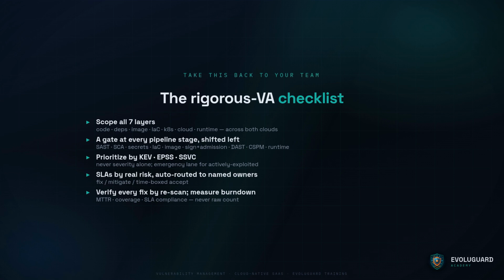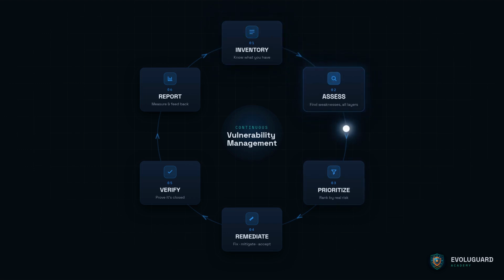Let's bring it home. Vulnerability management is a continuous loop. Inventory what you have, assess all 7 layers, prioritize by real-world risk, remediate against a deadline, verify the fix, and measure the whole thing. Then turn the loop again. The vulnerability assessment is the engine inside it, but the program, the ownership, the SLAs, the prioritization, the culture, is what actually moves your risk down and keeps it there.